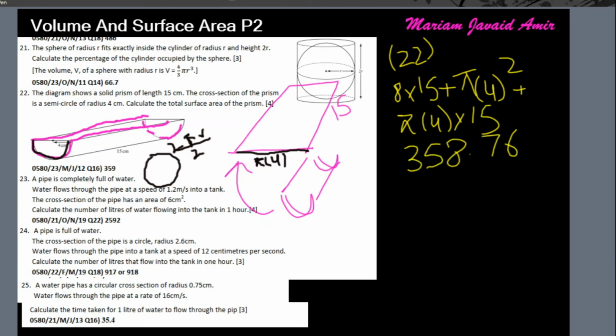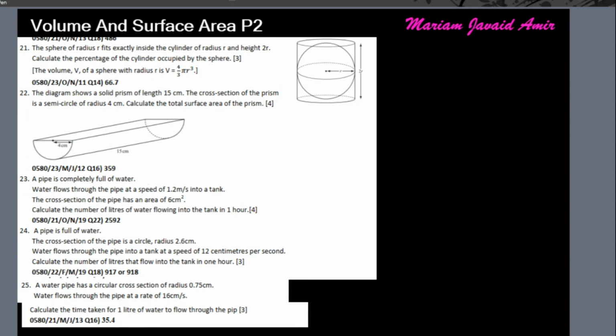So this is 358.76. 359 is the rounded off answer, correct to 3 significant figures. Okay, next up is question 23.